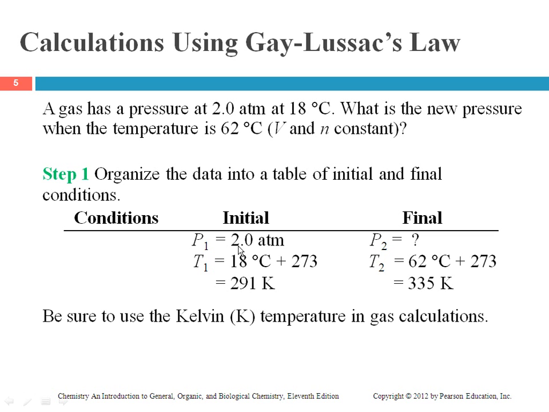So here we have P1 is 2 atm. So if we write out all of our data so we can organize it to fit it into the equation, then P2 is what we're trying to find. T1 is 18 degrees C. And we know that for gas laws we have to change to Kelvin. So we would add 273 to 18 to give us 291 K. For T2, we'd have 62 degrees C plus 273, so 335 K would be our T2.